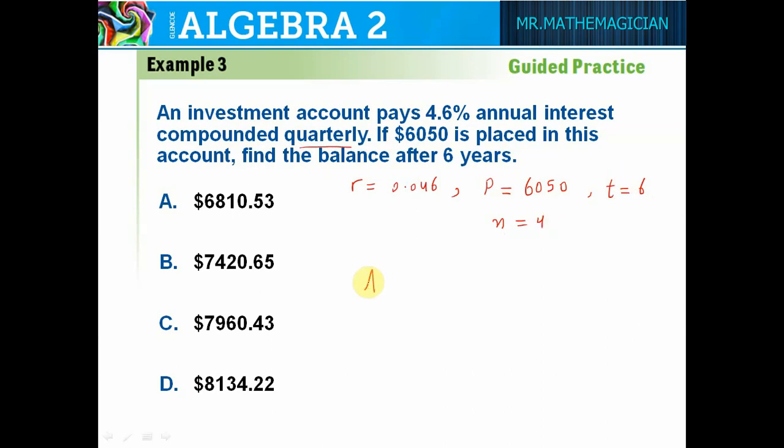And we use the formula A equals P times 1 plus R over N all to the power of NT. Replace everything, evaluate using calculator, and you will find it $7,960.43, which is C.